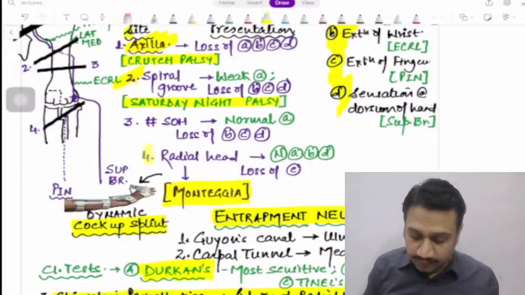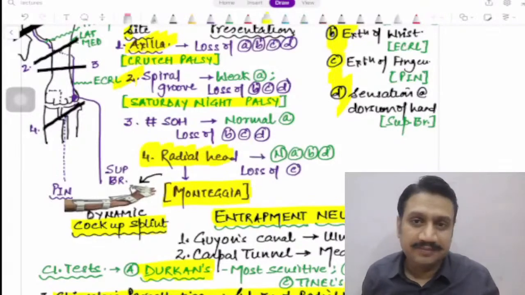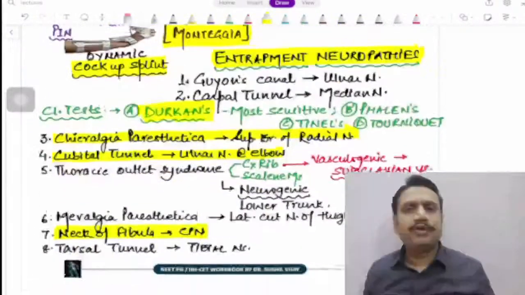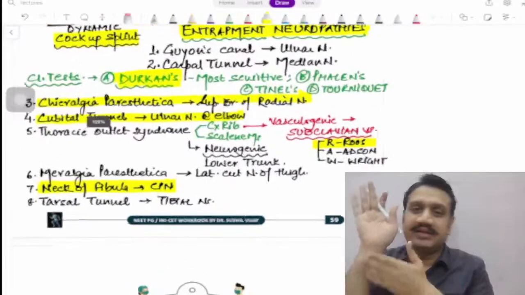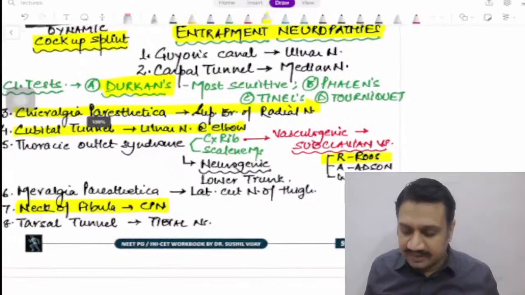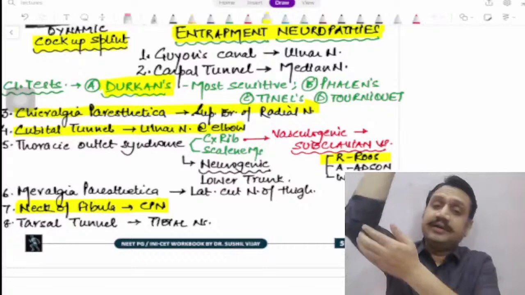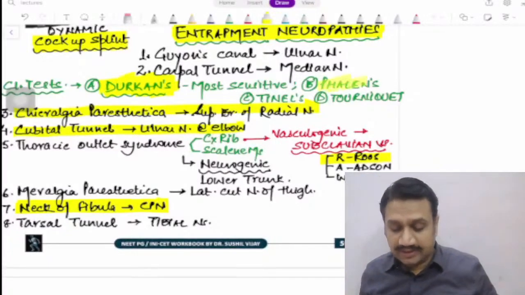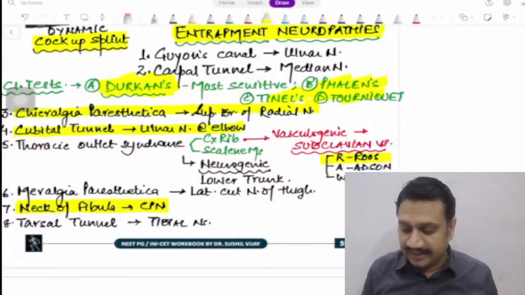And the fourth one written over here is the radial head injury, the posterior interosseous nerve, remember, in Monteggia. After that, I want you to remember all the entrapment neuropathies. Most importantly, the carpal tunnel, number one, the flexor retinaculum, and the tests are Durkan's, Phalen's, Tinel's, and the tourniquet test. Second, the cubital tunnel, the ulnar nerve. Number three is the thoracic outlet, the subclavian vessel, with the Roos test, Adson test, and Wright test. These three tests.